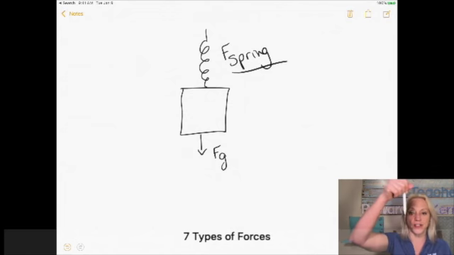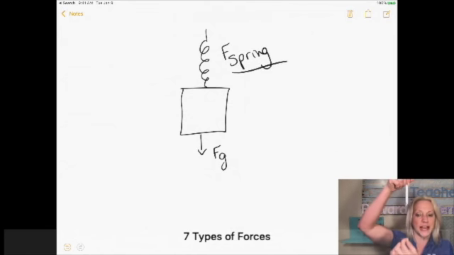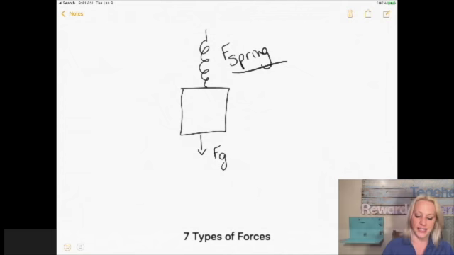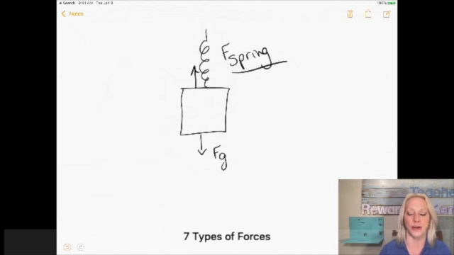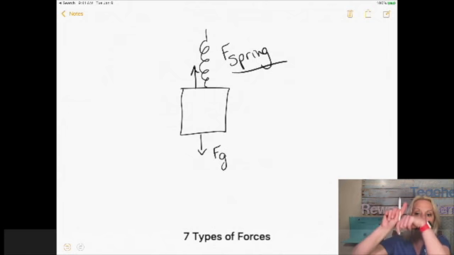So anytime you have a spring and something is coming down off that spring, it is going to be applying upwards that force of spring. And then we still have gravity pulling it down. So we still have force of gravity coming down. So these are opposing forces.